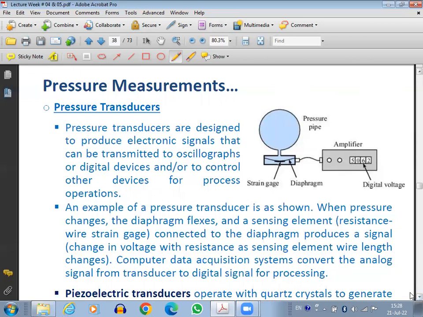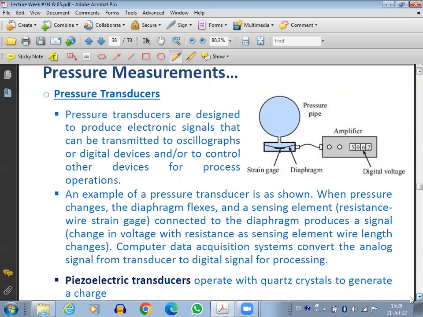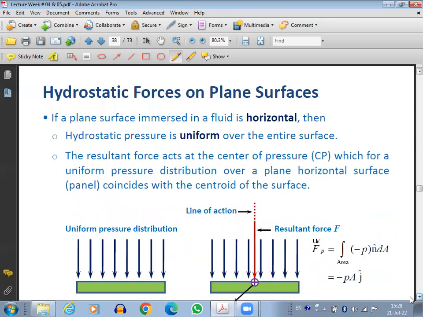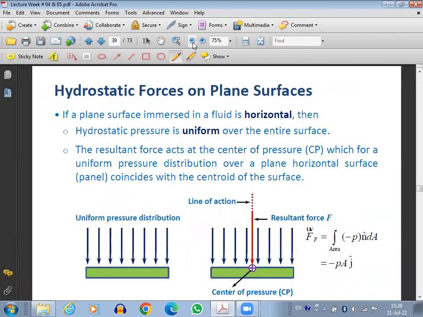I want you to go through it yourself. There is no numerical content in it, just a theoretical explanation of how this device is used to measure pressure. Okay, so go through it yourself, it is in descriptive form. Then we are going to move towards the next topic, which is the hydrostatic forces on plane surfaces.